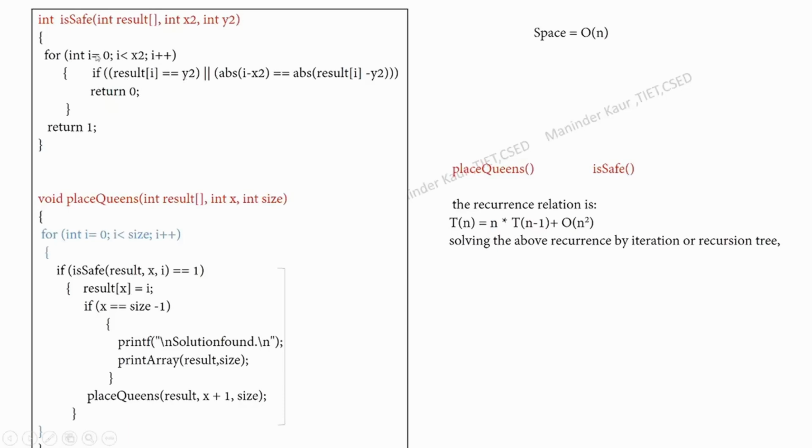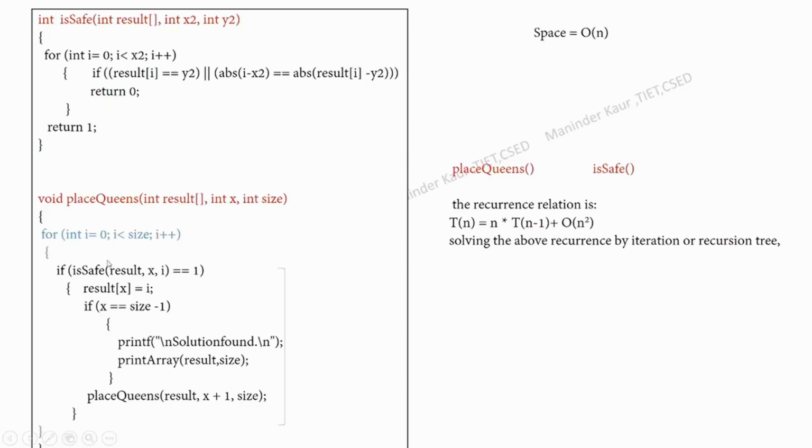As there are a total of n columns, the loop is executed order of n times for each invocation of the isSafe function. Now considering the placeQueens function, there is one for loop which is again executed n times, where the size value is n if there is an n by n chessboard.